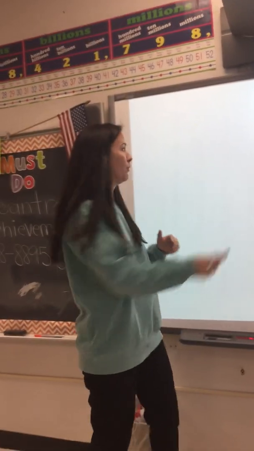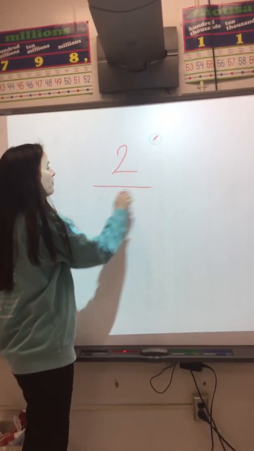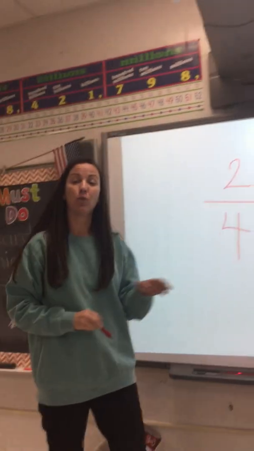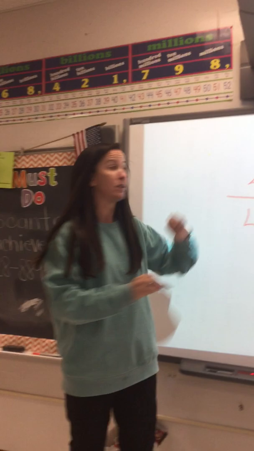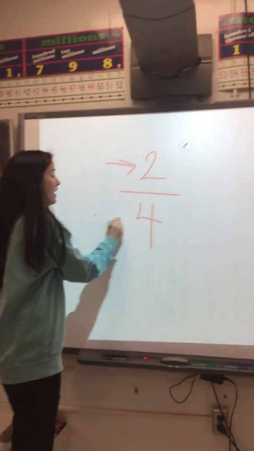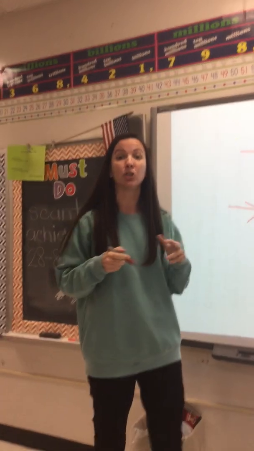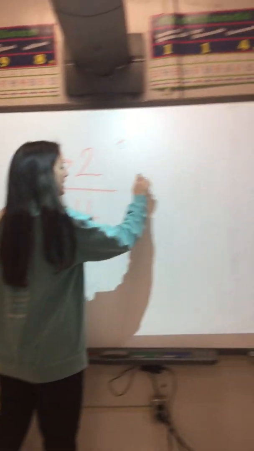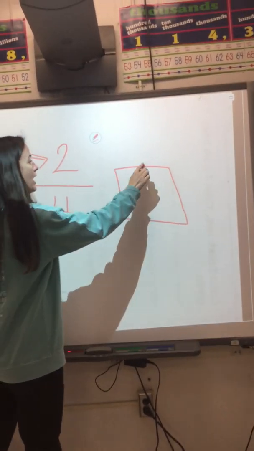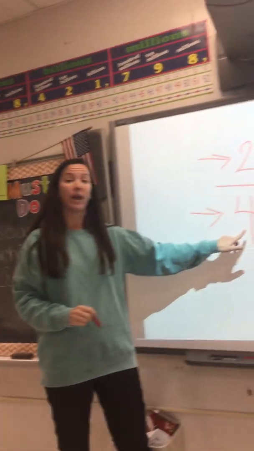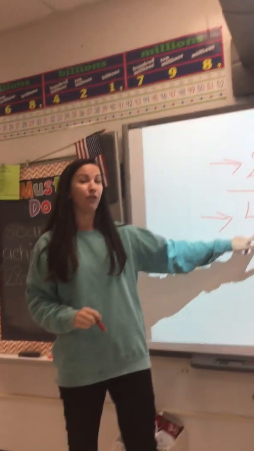Okay, let's look at another one. Let's look at 2/4. Now remember, that tells me that I'm going to look for 2 things shaded. The top number shade, the bottom number pieces, all the pieces. So this time, let's look at a square. All right, if I want to take my square and I need to divide it into 4 parts.